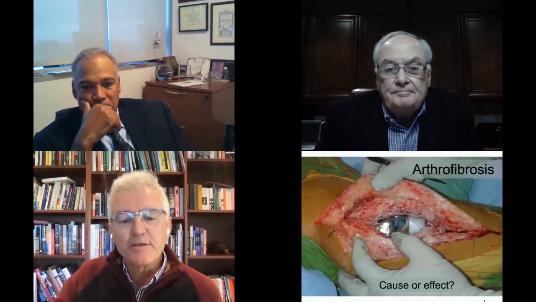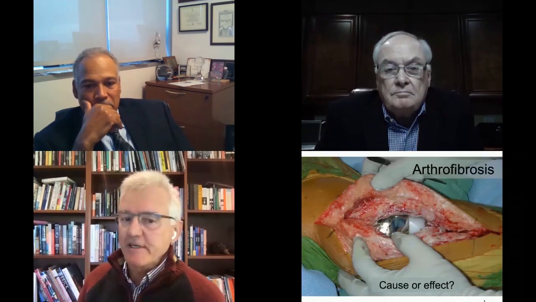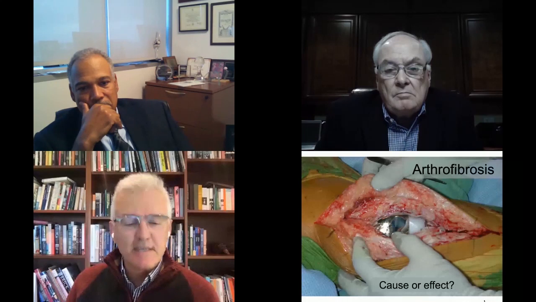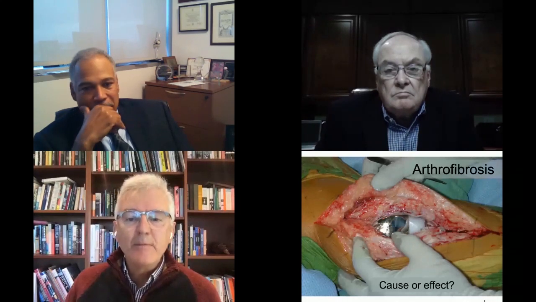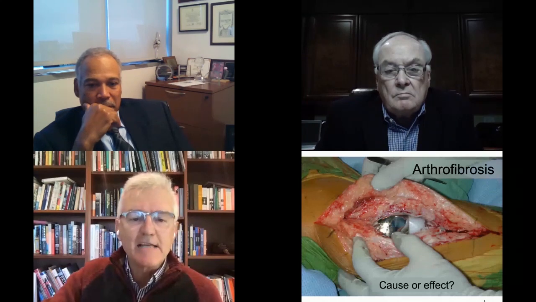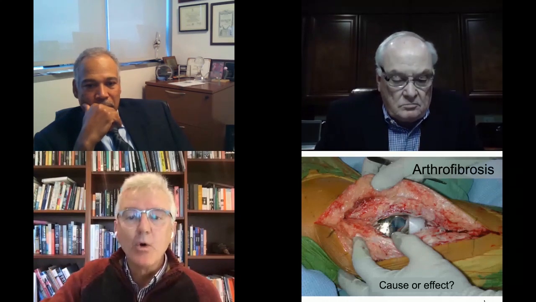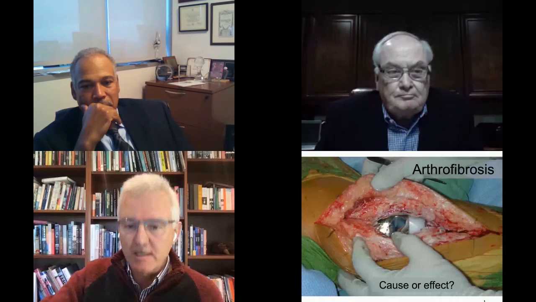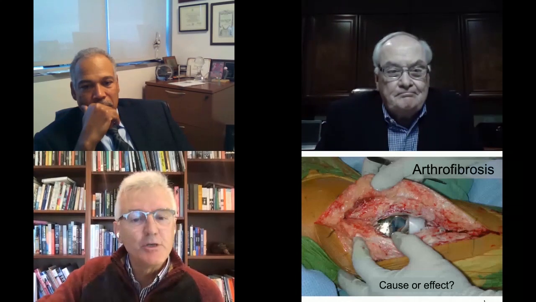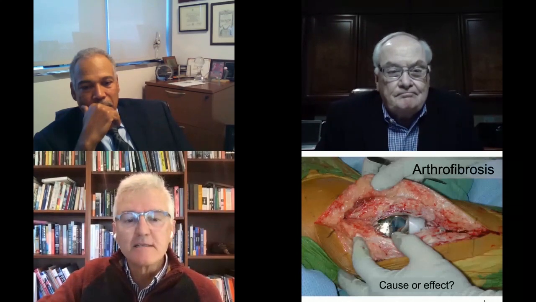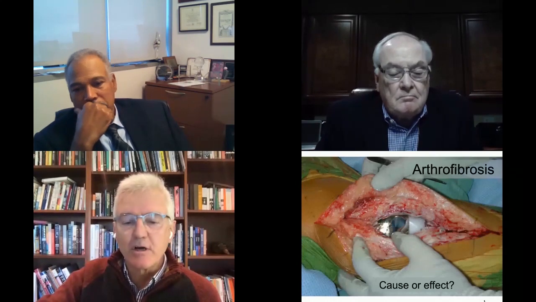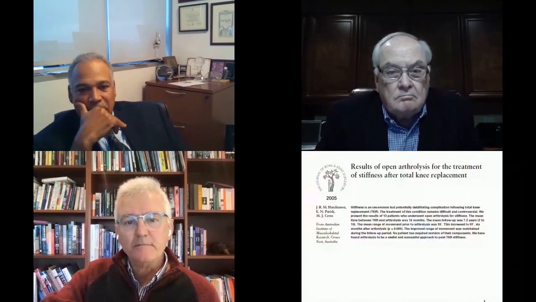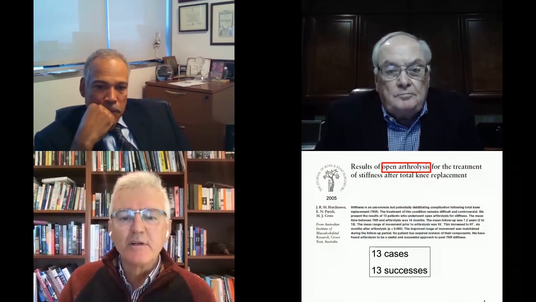It's easy to understand why surgeons believe this. When you open up a stiff total knee arthroplasty, you see abundant scar. But is the scar there because the knee hasn't moved for a long time, or did the scar actually cause it? I think in the majority, but not all of the cases, knees are stiff for mechanical reasons and then they scar secondarily. It's hard to make sense of the literature.